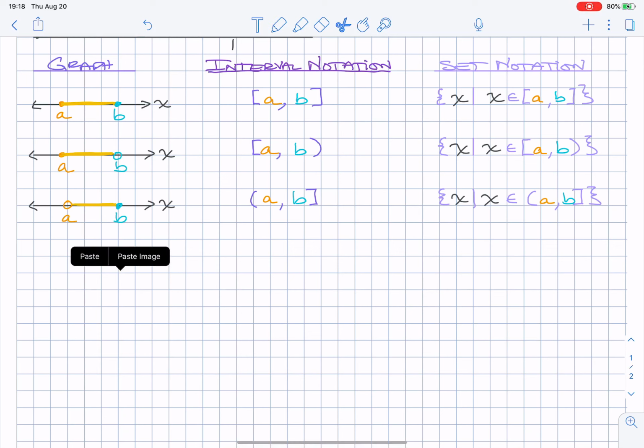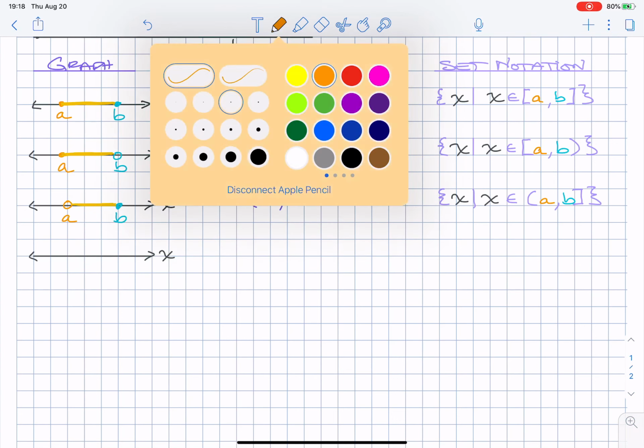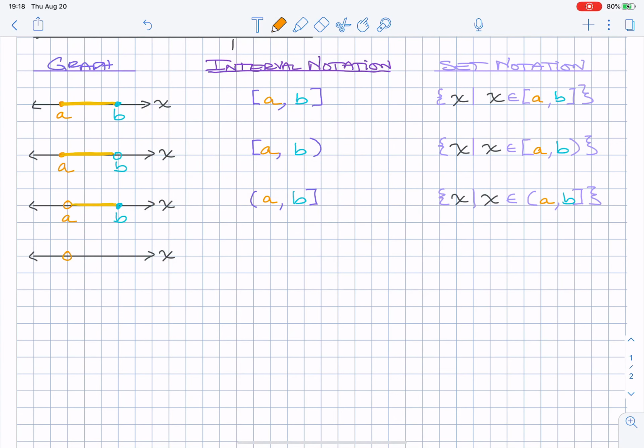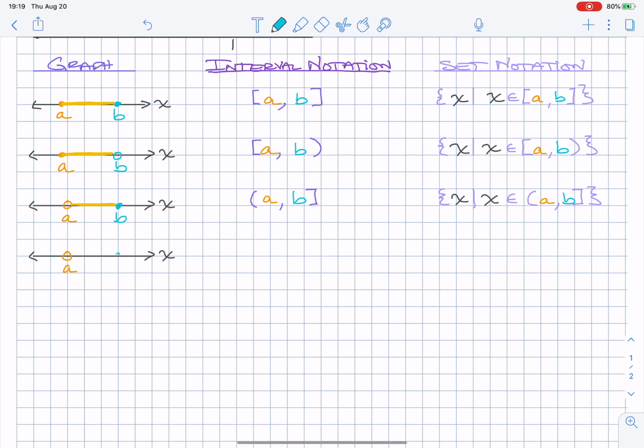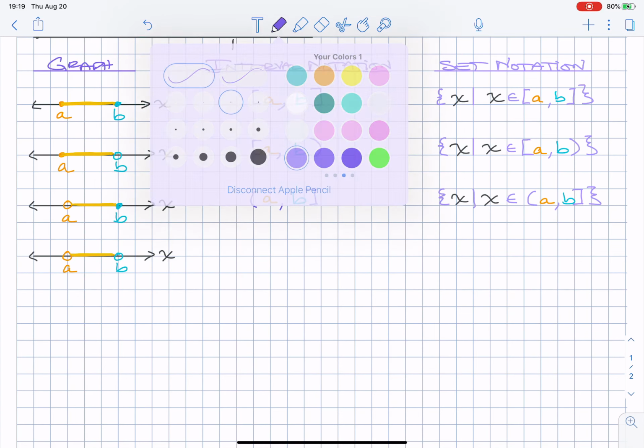Okay. Now, the next possible variation on this theme would be they're both open, right? So I have an open dot at A and I have an open dot at B, and I consider the interval between them. So now I don't have square brackets at either end. I just have open brackets.